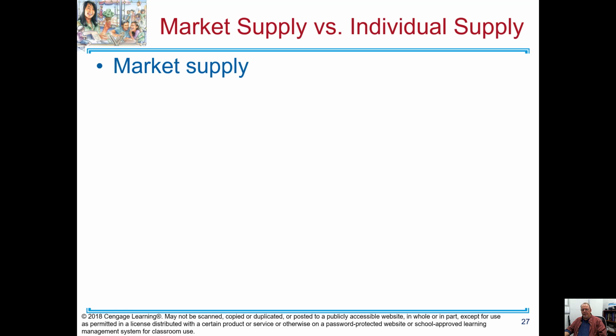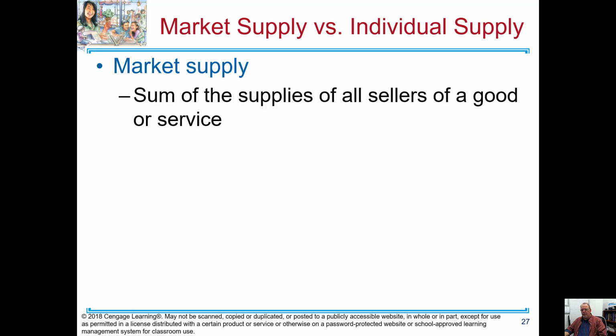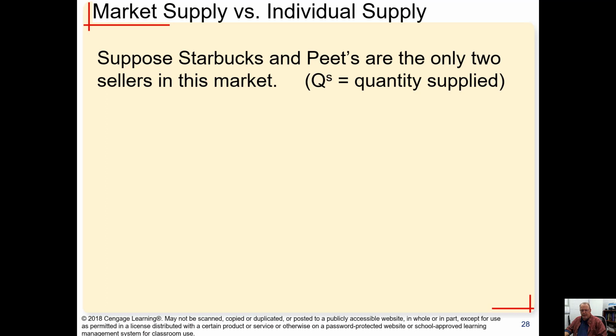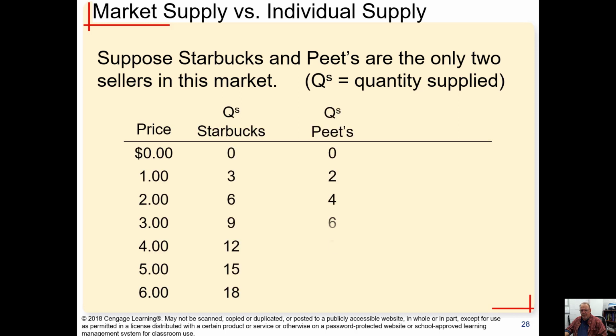The market supply is the sum of supplies that all sellers are willing to offer at a given price. The market supply curve is the sum of individual curves horizontally. All we have to do is add up the quantity supplied for all the individual firms. Here they just show Starbucks and Peet's. We know there are more suppliers of lattes in Johnson County, but for simplification, they're just looking at 2.